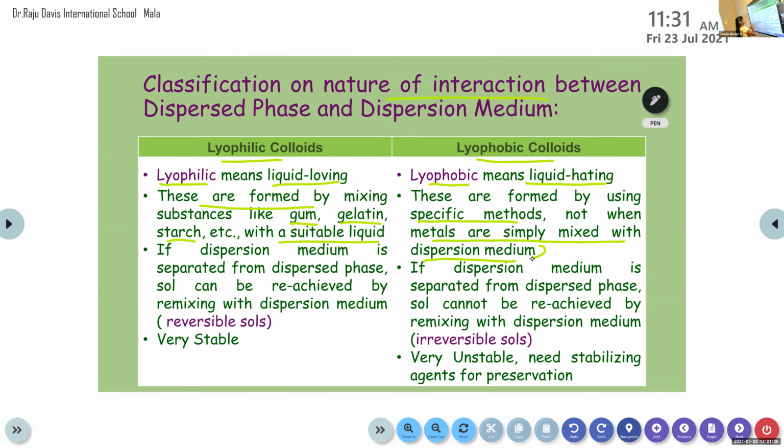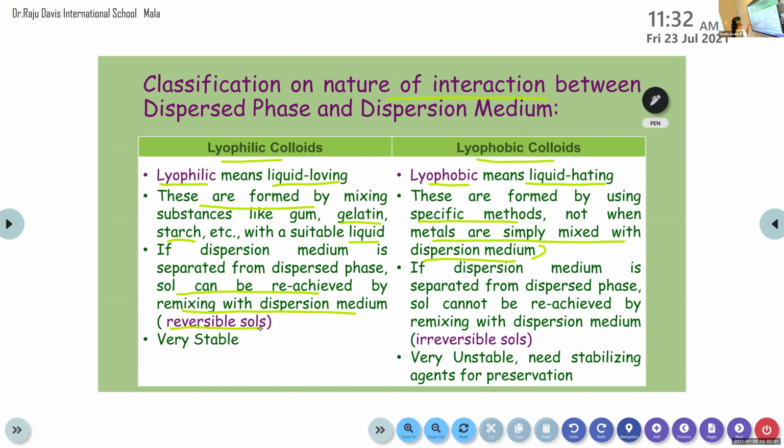Okay, then we are moving to the third point. If the dispersion medium is separated from the dispersed phase, if it is in liquid form, we just remove that liquid from that colloid. What happens here? The sol can be re-achieved by remixing with the dispersion medium. If the liquid is considered the dispersion medium and we remove that liquid from the substance and again add it, it will be back in its colloidal form. That means they are reversible sols.